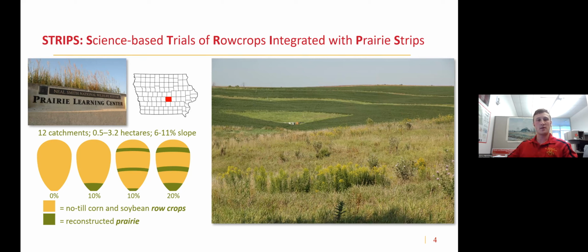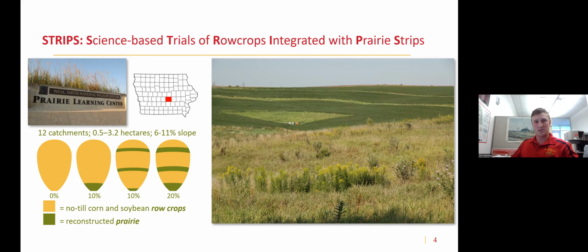So there's 4 different treatments: the 100% row crop, 10% prairie at the foot slope, 10% in contour strips, and then 20% in contour strips as a percentage of land area. And on the right's a picture of one of those small watersheds.